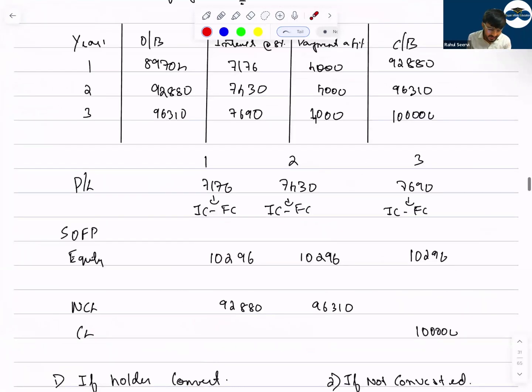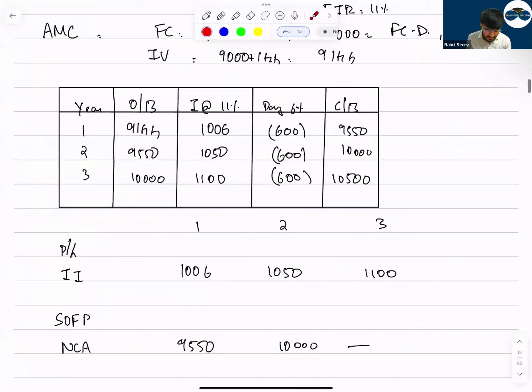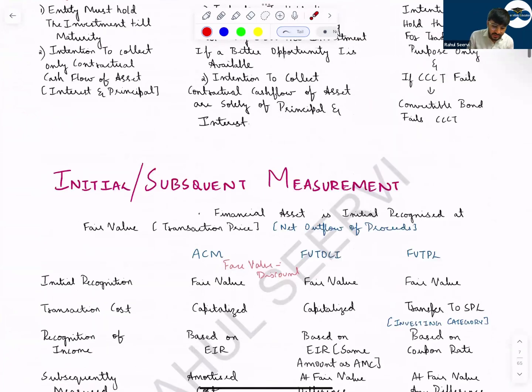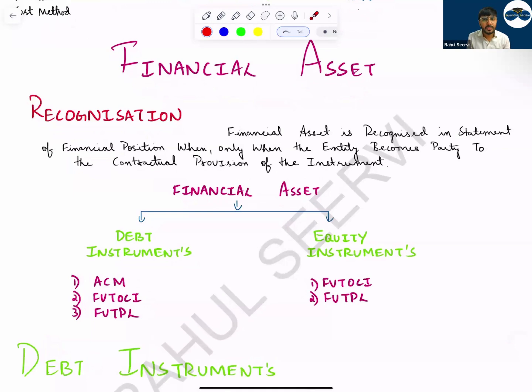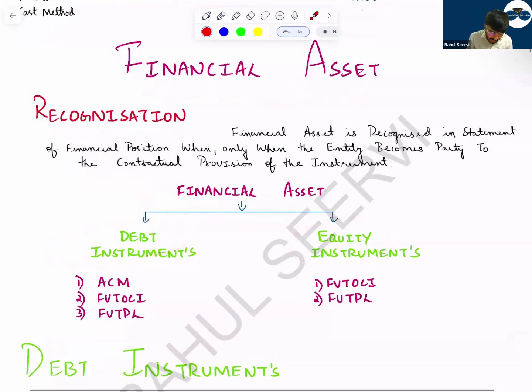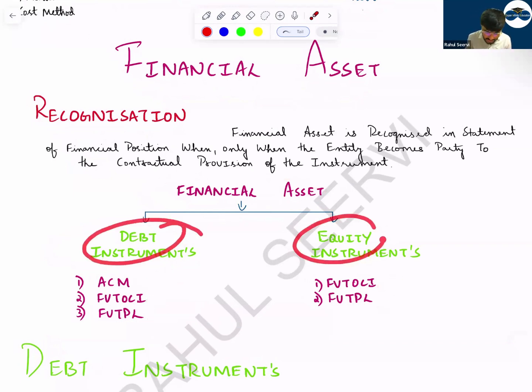Then we had started a discussion regarding which one? We started a discussion regarding financial assets. Under financial assets, when should we recognize? When an entity becomes a party to the contractual provisions of the instrument. Financial assets are of two types: debt instrument and equity instrument. Amortized cost method, fair value through OCI, fair value through P&L, based on these two things.